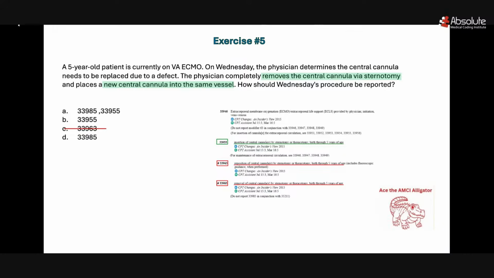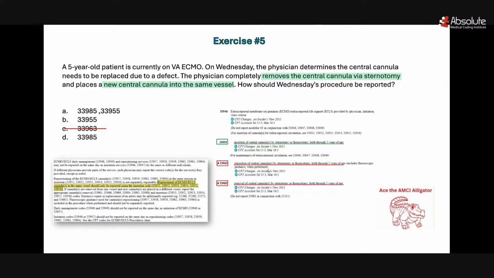Now you might look at the question and say, well, that's what happened, right? The physician removed the central cannula and he placed a new cannula. But the key words here are same vessel. Because if you remember the guideline, replacement of an ECMO or ECLS cannula in the same vessel should be reported using only the insertion code. And if the cannula is removed from one vessel and a new cannula is placed into a different vessel, that is when you will report the removal and the insertion code.